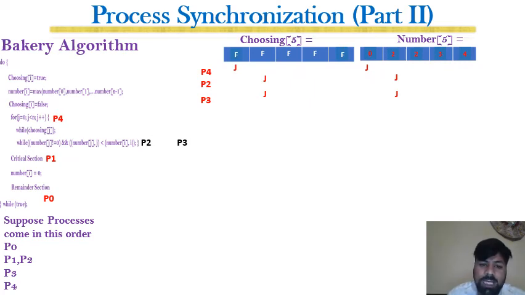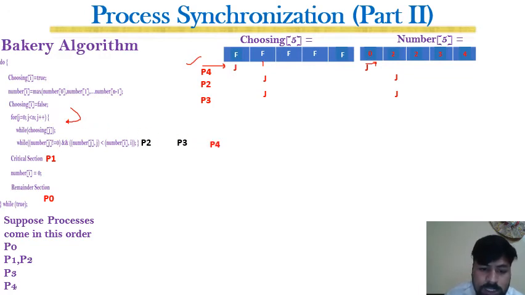Now P1 is in critical section, so we have removed that from its indices, and P4 has been entered in the loop, in this loop. So for P4, indices have been set, and now it will move its indices from j equal to 0 to n. So both indices for P4 are now at 0, and for P2 and P3 both are at indices 1, for both choosing and number, right?